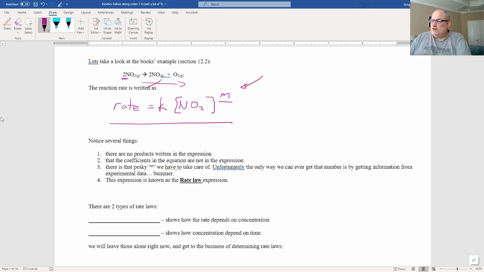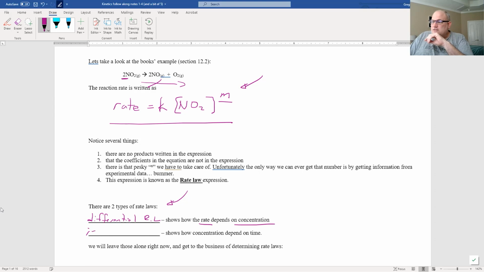Now, there are two types of rate laws that we're going to talk about. One is differential rate laws, and they show how rate is dependent on concentration. In fact, whenever we talk about a rate law in general, we're talking about differential rate laws. So differential rate laws and rate laws go hand in hand. In the future, that's all we say, that's all we talk about.